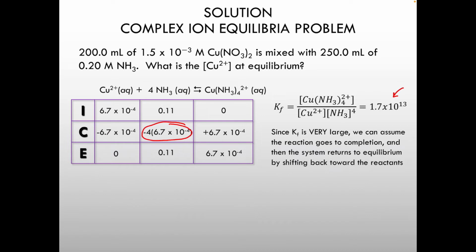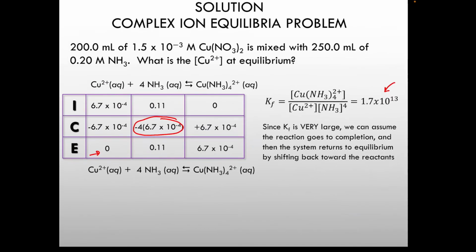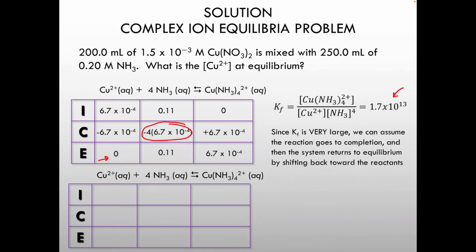So it was negligible compared to our ammonia. And so then, right, we don't really have zero. When we do a reaction, we have zero, but it's not really zero because this is an equilibrium. So once we do this reaction to completion, we need to do an equilibrium back the other way to figure out how much copper is really there.